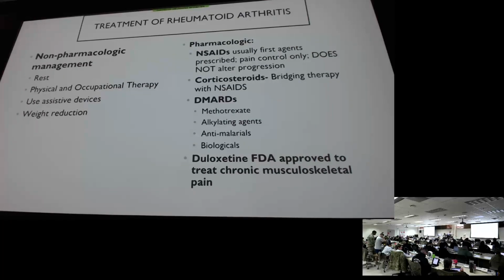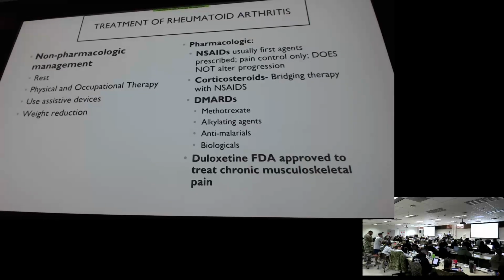So RA, non-pharmacological: rest during acute flares. These folks can have severe flares with severe pain. PT and OT comes back into play. We can talk about, if there's severe joint destruction, some assistive devices. I mean, you can use that in OA too. You've seen people with canes, you've seen people with walkers, you've seen them in wheelchairs, some assistive devices. Weight reduction also helps in RA, just like OA.